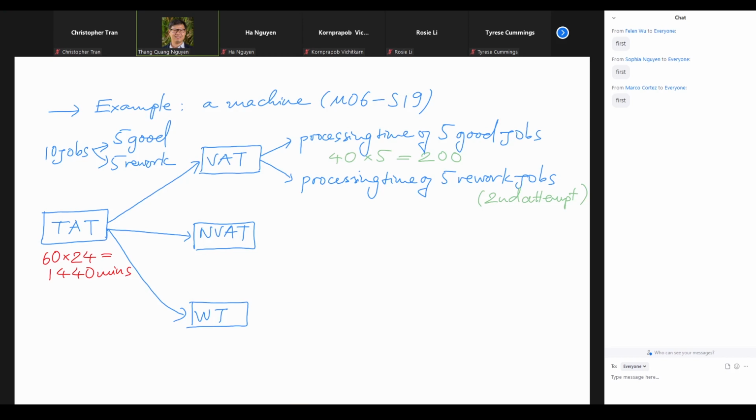The calculation itself is very easy. It takes 40 minutes per job, and then there are five jobs here. So the processing time of these five rework jobs is 200 minutes. Okay. So in total, the value added time is 200 plus 200. Then we have 400 minutes. Everything here is in minutes, so I just omit the units. Okay, so that's the value added time. I hope now you see that, right.